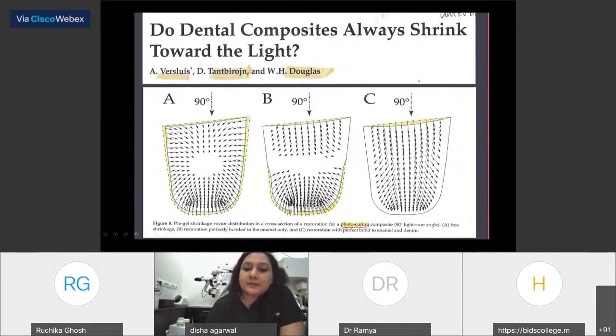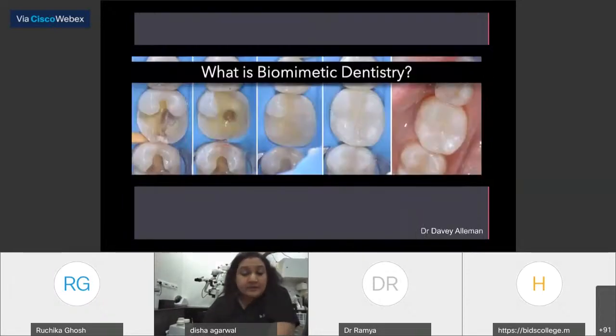So if you see, this is an exact picture. If you focus on the center one, this is what is happening when you place a light at 90 degrees. The arrows indicate the shrinkage of the composite, the movement and the dynamics of where the molecules are moving. Because there's less light on the bottom, the composite starts moving towards the more bonded surface. Also from the top, it starts moving towards the more bonded surface. Okay. So you can go ahead and read this paper, one of the best papers. It is just an eye opener for me.